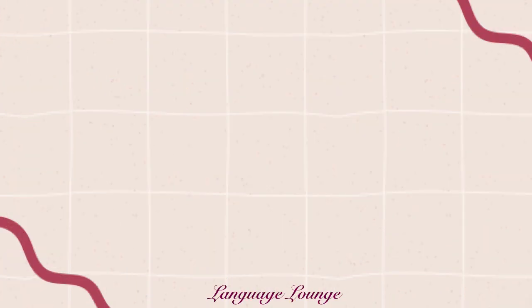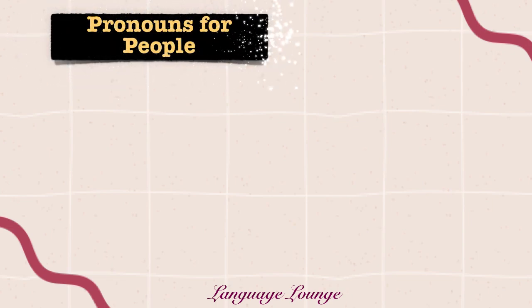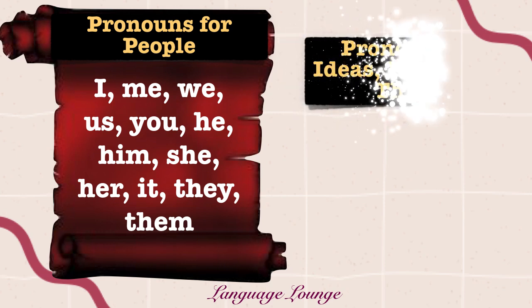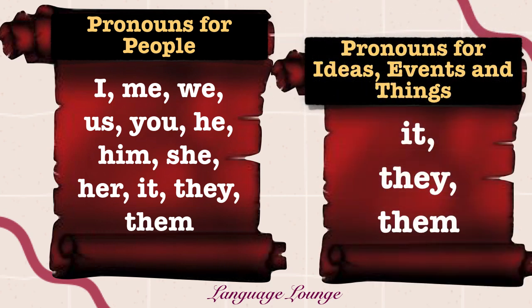Let's dive deeper into personal pronouns. Pronouns for people: I, me, we, us, you, he, him, she, her, it, they, them. These pronouns help us refer to individuals or groups without repeating names. Pronouns for ideas, events, and things: it, they, them. These are used when talking about objects, concepts, or happenings.